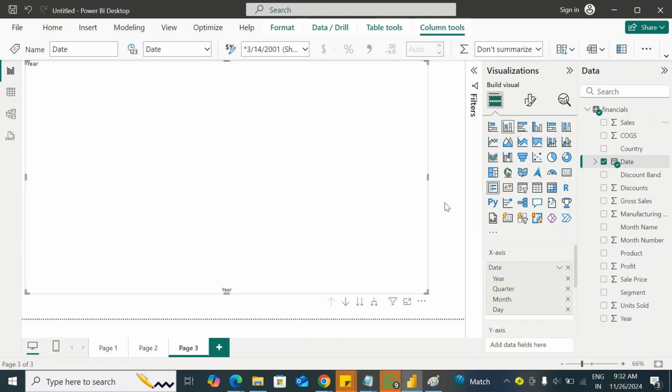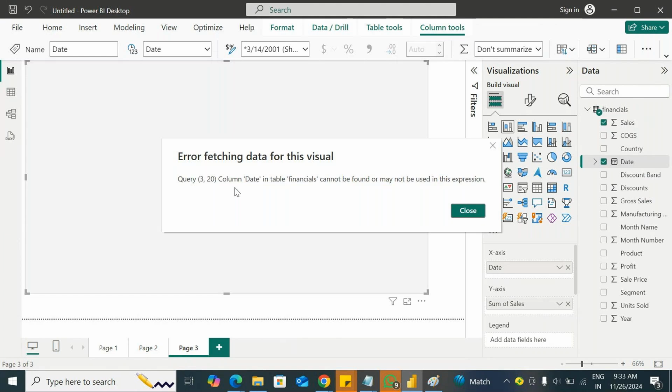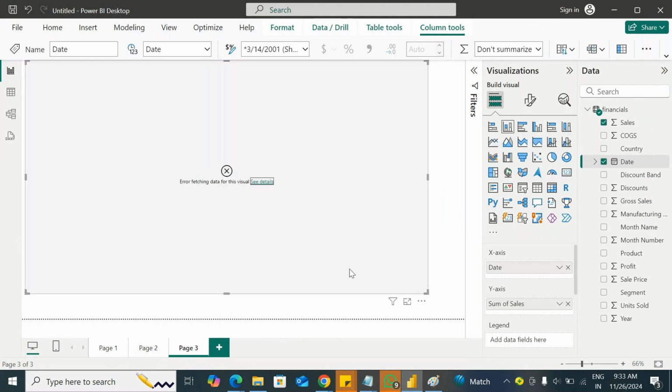Okay, that is fine. Present data and fit this visual. Definition cannot be found. Okay, the column date is not found. Okay, that is fine.